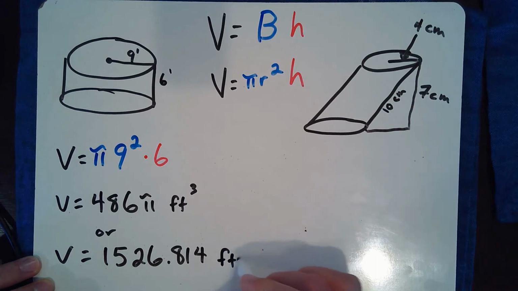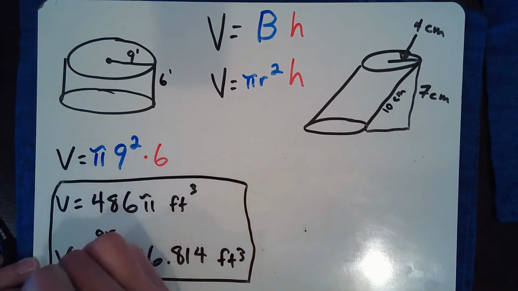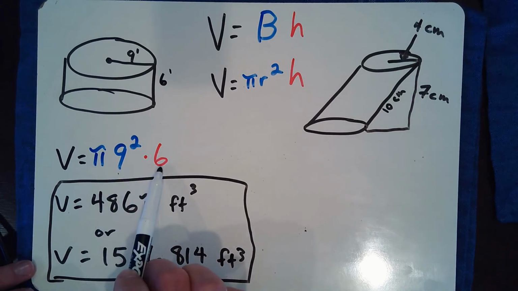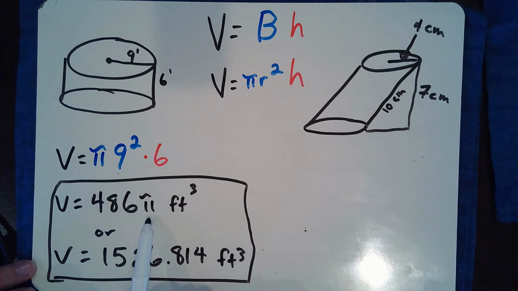1,526.814 feet cubed. If you want to leave your answer in terms of pi, all you have to do is simply type in just the numbers and leave the pi out of your calculator, and then put pi on the end. But remember, if you leave it in terms of pi, make sure you have a pi on the end, and if you multiply through by pi, do not leave pi here. Okay, those are very different numbers.